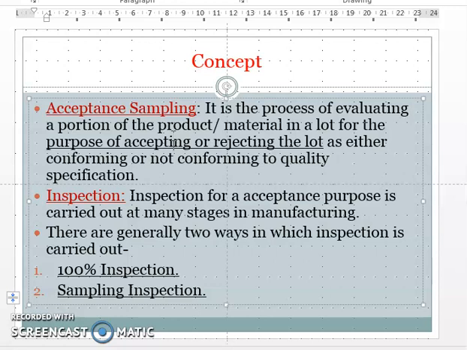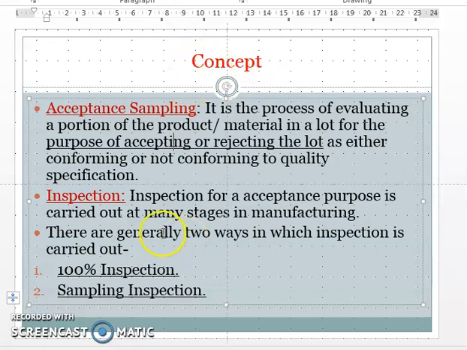For example, suppose there are incoming raw materials, then whether you have to accept the lot or reject the lot, because the product's incoming quality is very important for our product. That's why acceptance sampling is a decision making for a quality control engineer. There are two options available. Either you have to go for 100% inspection, or you have to go for sampling inspection.